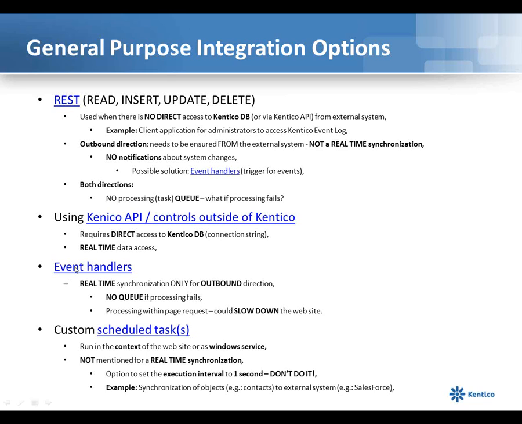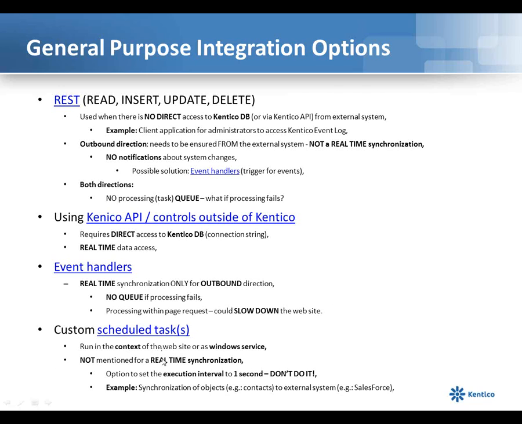The other option that I touched on briefly is event handlers, so a way of executing custom code whenever something happens in the system. It's considered to be one of the few real-time synchronization options when it comes to the outbound direction, because you can react to changes immediately. But again, there is no queue for processing if your call to the external system fails or the external system is down. The other disadvantage here is that the processing is executed within the page request, so it might slow down a website a bit, or generally the processing.